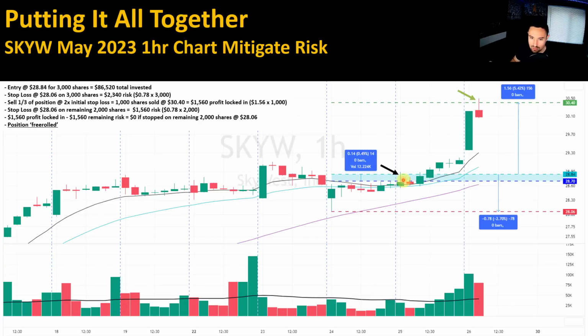So imagine I'm using a buy stop limit order here. This is how we were setting it up. We're going to assume that I got filled at the highest point available. Okay, 28.84. I get filled here. Initial stop loss here, 2.7%, which is 78 cents worth of risk per share. Let me take you through some maths.